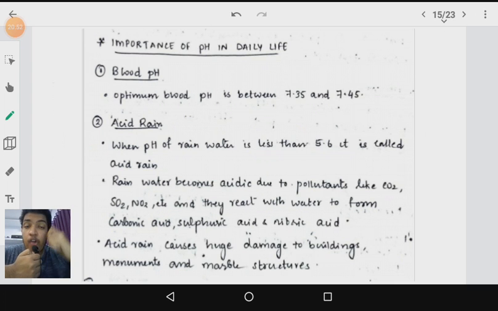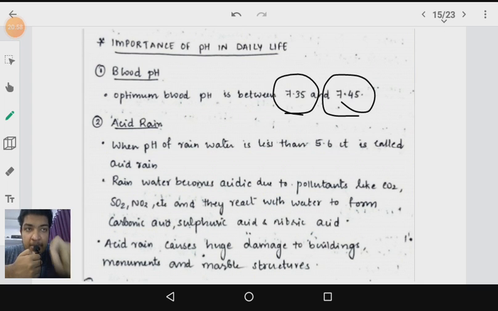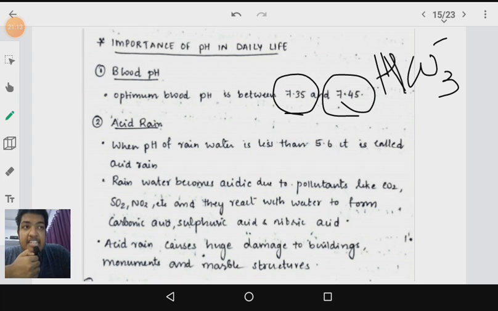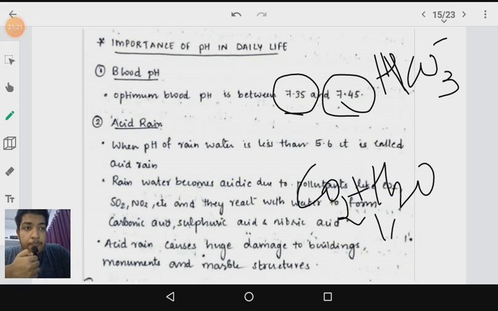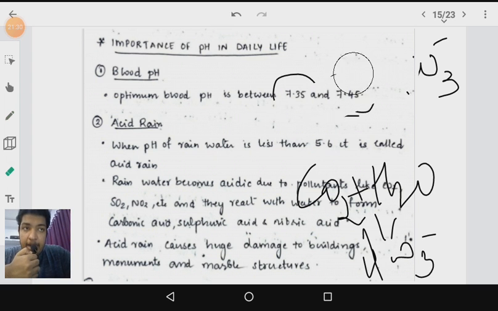First one is because our optimum pH is between 7.35 to 7.45. That means our blood pH is basically basic. Now why is it basic? It is because of the buffer solution which is formed due to carbonate and carbon dioxide. HCO3 minus is present in our blood, that is responsible for the buffering action of our blood. The carbon dioxide can react with water and it will form bicarbonate ions. This equilibrium is important for maintenance of the buffer in our blood.